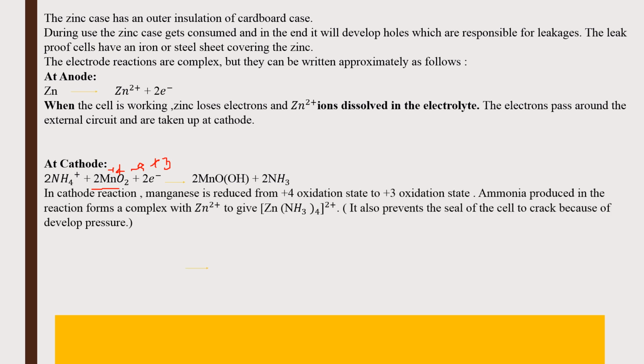The cathode reaction. In the cathode reaction, manganese is reduced from plus 4 oxidation state to plus 3 oxidation state. Ammonia produced in the reaction forms a complex. Here ammonia is formed after the reduction of the ammonium ion, since the ammonium ion is NH4 positive. After the reduction of this ammonium ion, it will form NH3, ammonia.